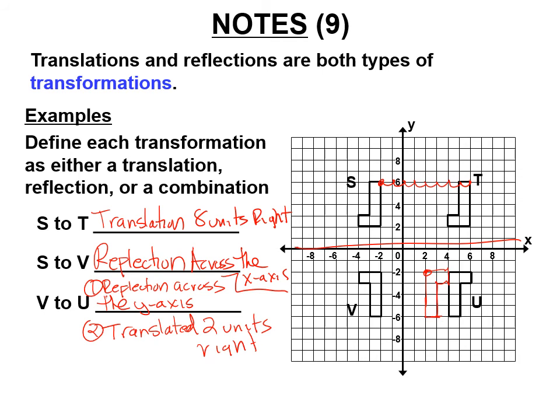Now, could you have translated this 2 units to the left first and then reflected it? I didn't draw that properly. 2 units to the left, yes, it would have been here. I could have said translate it 2 units left and then reflect it across the y-axis. But if I put the reflection first, the translation is to the right. If I put the translation first, it's to the left, and then we reflect that. So it can be a combination of the two.